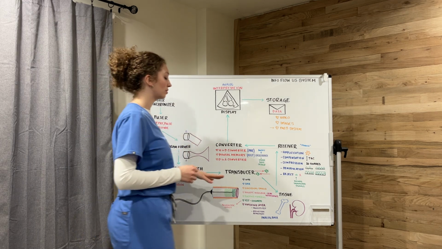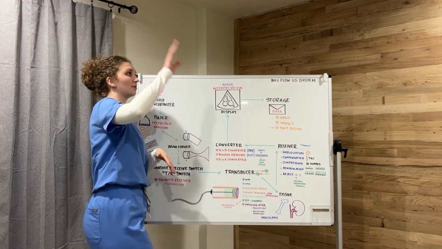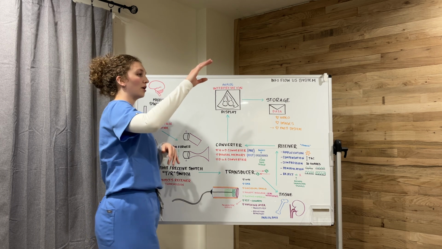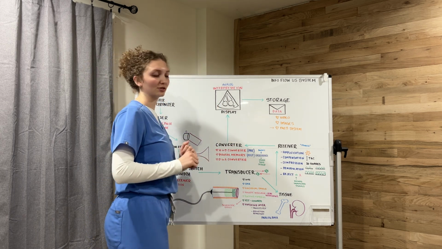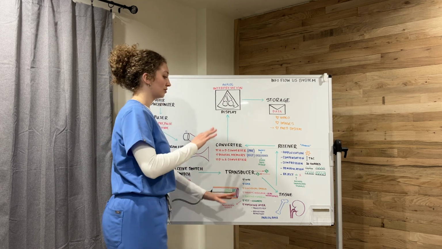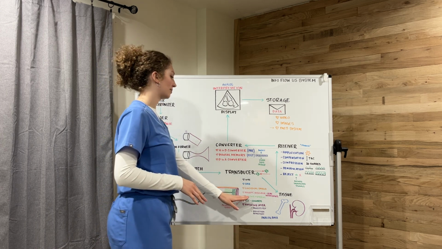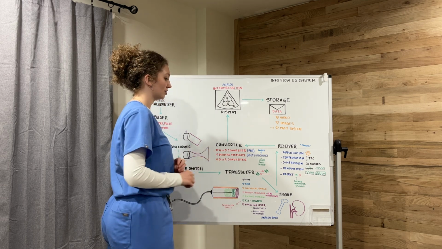From there, we have the acoustic insulator. The acoustic insulator prevents the echoing inside the transducer from affecting or interfering with the internal components inside that transducer. From there, we have the backing material. This reduces ringing. And then we have the PZT, an extremely important part of the transducer.